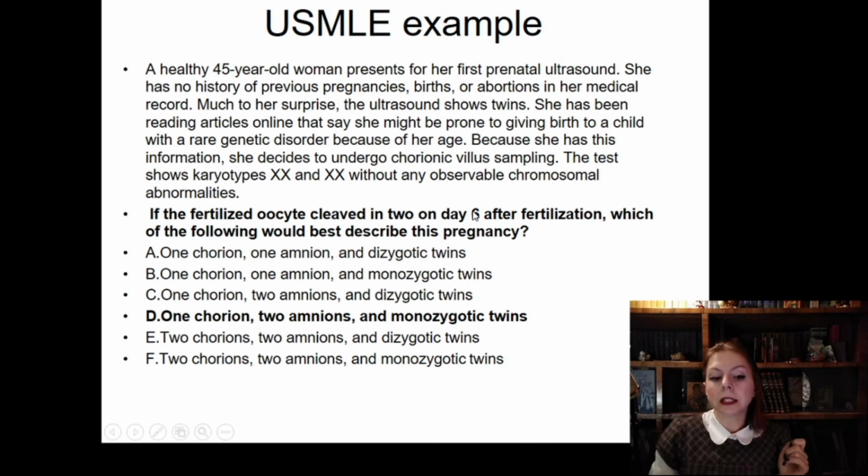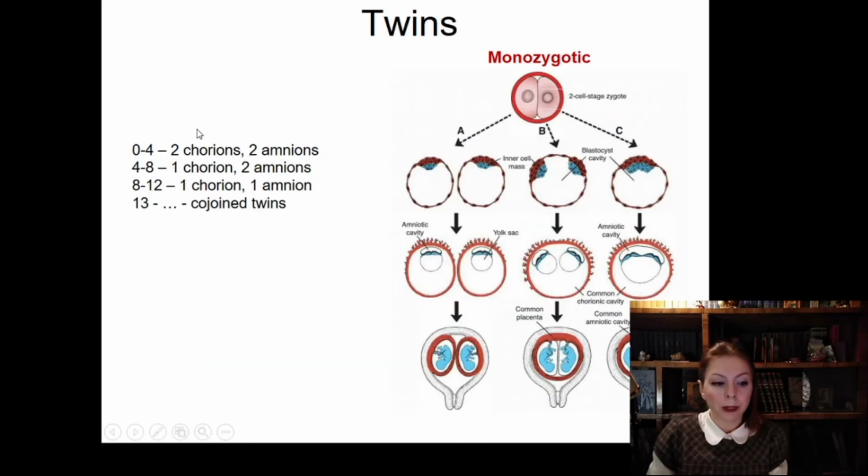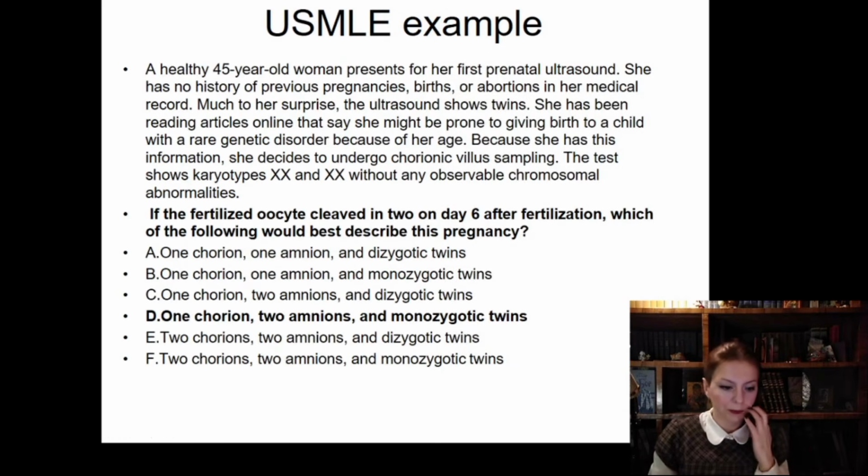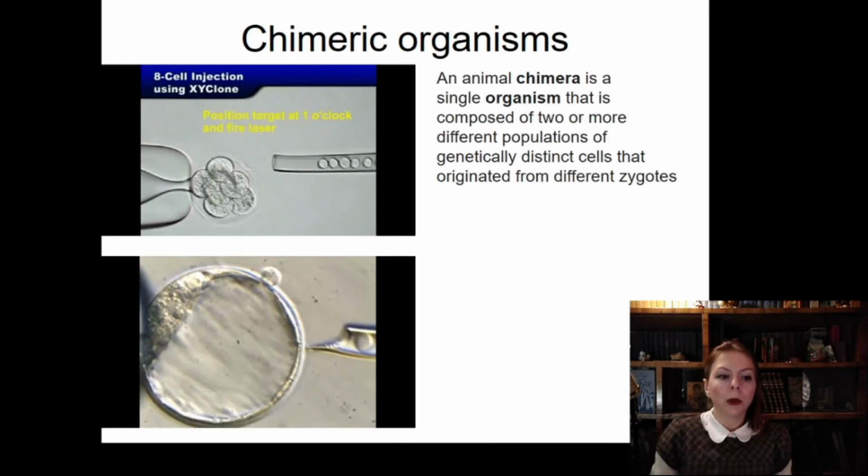And day 6 after fertilization, if we return back, we see in this table from the 4th to 8th days after fertilization we'll find 1 chorion and 2 amnions. This is exactly the case in this example. Okay, let's move on.